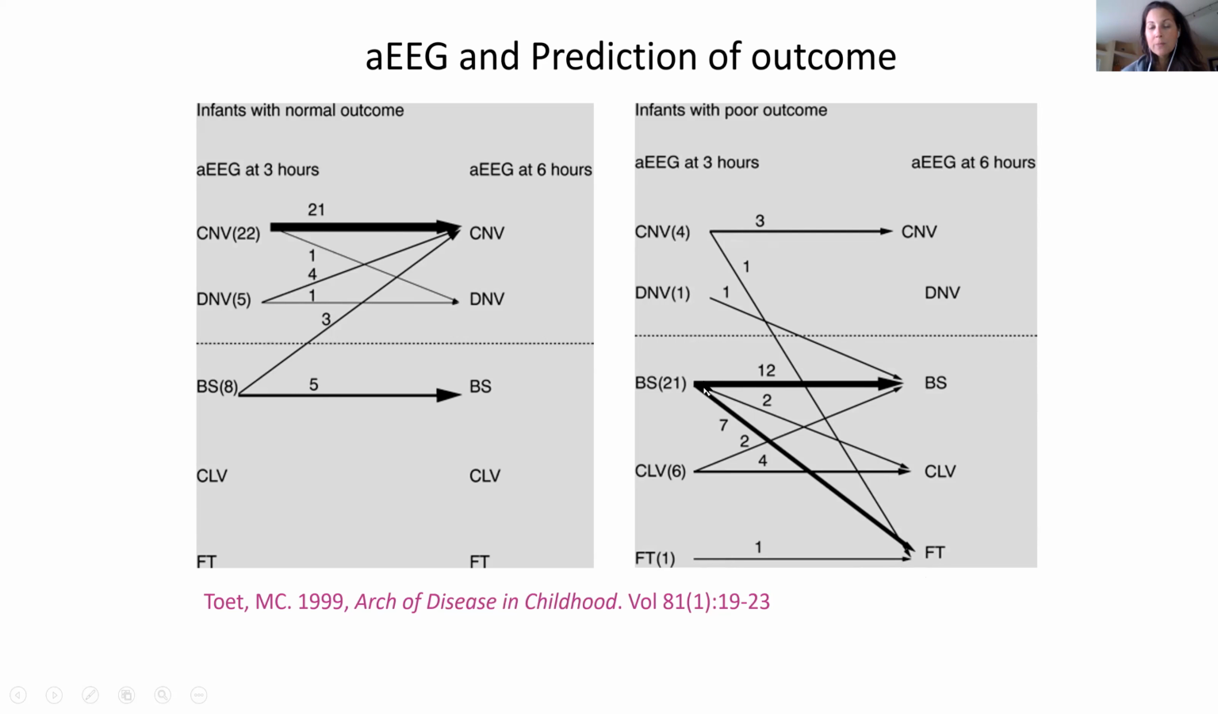Discontinuous got worse. Burst suppression stayed the same. Burst suppression got worse. Continuous low voltage did go to burst suppression, so a little bit of an upward pattern, but otherwise staying the same. So showing that these early patterns were predictive.